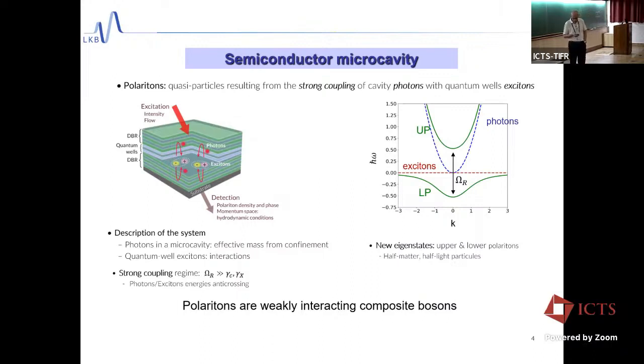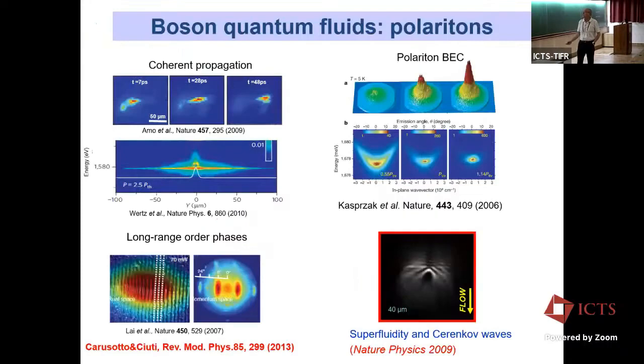They are very well suited to study bosonic quantum effects. In particular, I have reported here some of the most celebrated examples. Of course, the observation of polariton Bose-Einstein condensation in 2006, but also coherent propagation of polaritons, the observation of long-range order phases, and superfluidity and the Cherenkov regime in this fluid.